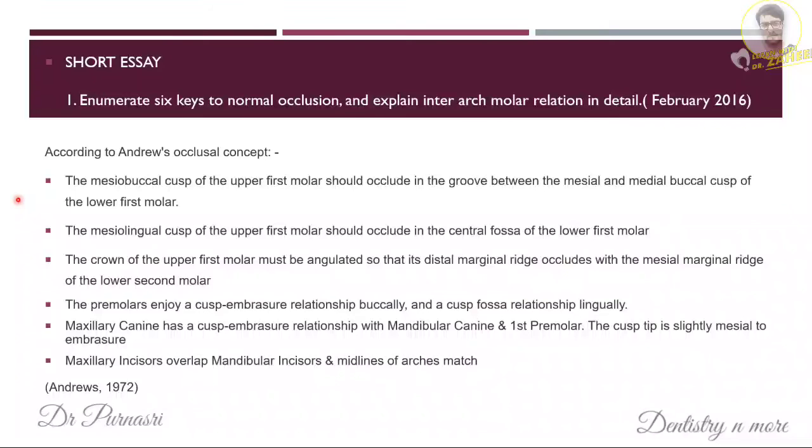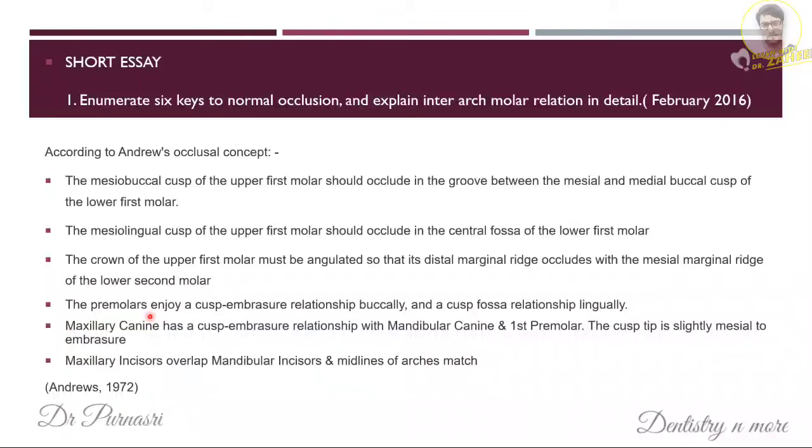But in Andrews' occlusal concept, there are a few more points to this. The mesiolingual cusp of the upper first molar should occlude in the central fossa of the lower molar. The crown of the upper molar must be angulated so that the distal marginal ridge occludes with the mesial marginal ridge of the second molar. Then coming to the premolars, these three were about the first molar.